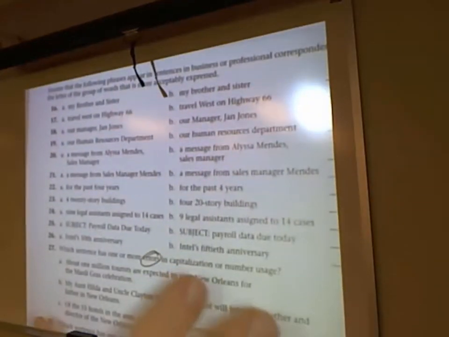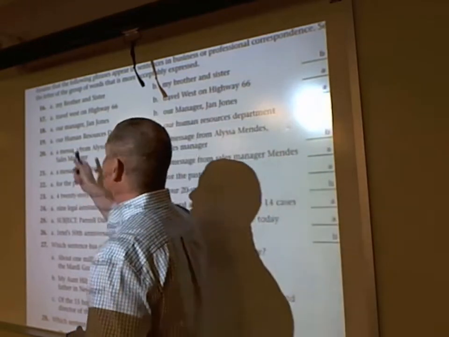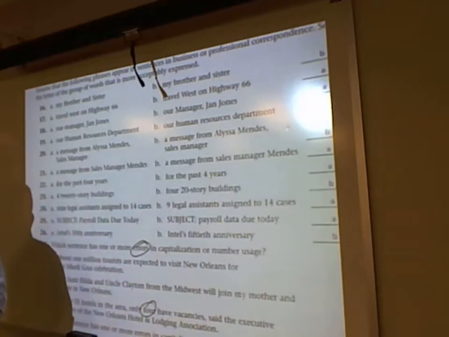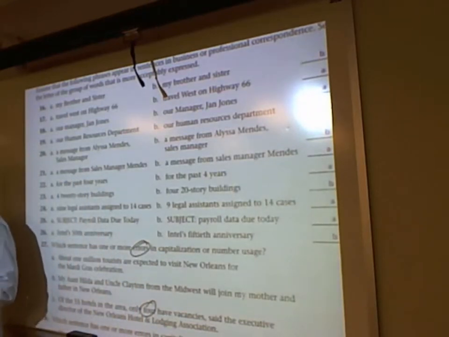Okay, choose which one is correct. My brother and sister, since it doesn't have a person's name immediately after brother, sister, should not be capitalized, and it is preceded by a possessive case pronoun, my. So here my brother and sister, letter B is correct.